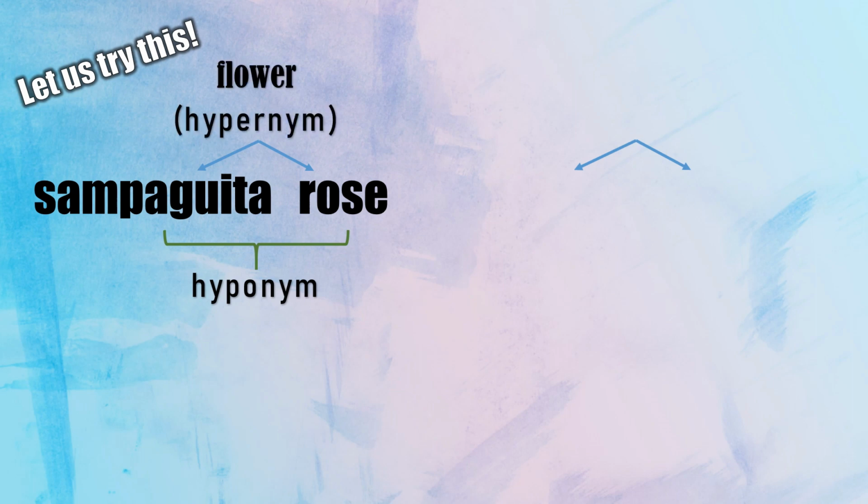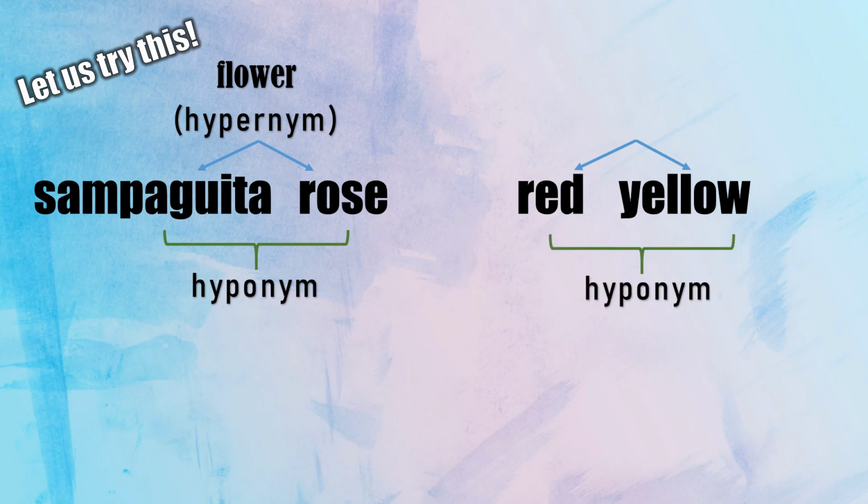Now let us try this. Sampagita and rose are hyponyms. They are the hyponyms of the hypernym flower. Red and yellow are hyponyms. They are the hyponyms of the hypernym color.